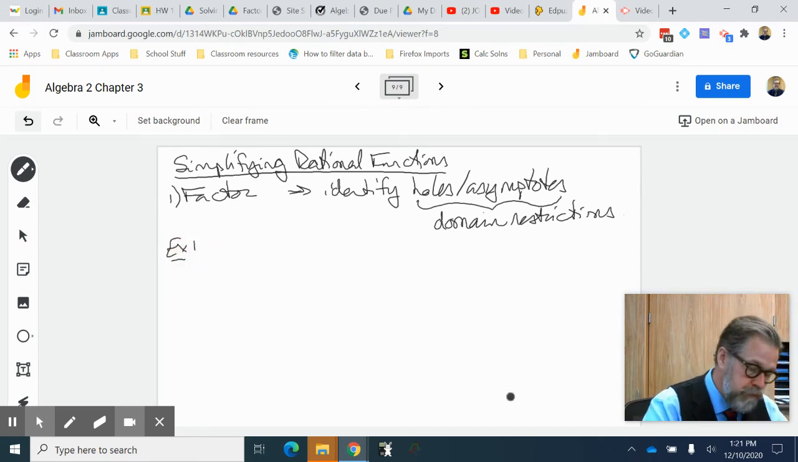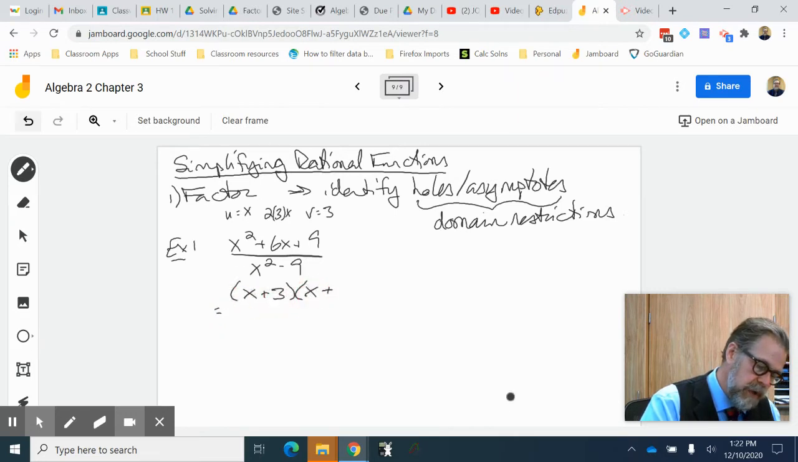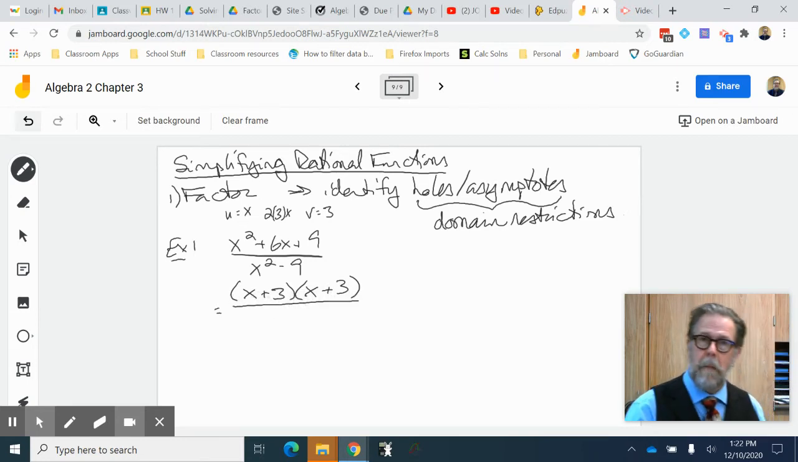Example number 1, x squared plus 6x plus 9 over x squared minus 9. Now, if you're super clever, you're going to notice that this is a perfect square. I've got u equals x, I've got v equals 3, and 2 times 3 times x is 6x. So this becomes x plus 3 times x plus 3. And yes, I could write it as x plus 3 squared, but I'm not going to for reasons that are about to become obvious. Oh, hey, look, a difference of squares.